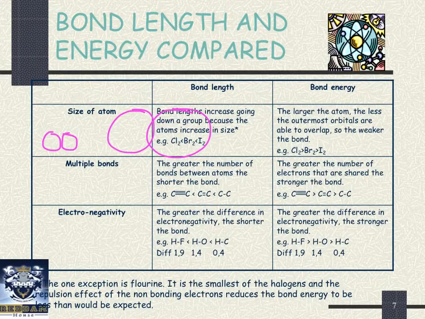So if I want to separate these guys, their outer electrons are not very close to the nucleus. They're not tightly stuck in there. So this is easy to break and therefore requires less energy than this, which is hard to break. So the smaller molecules are going to have much stronger bond energies or greater bond energies.